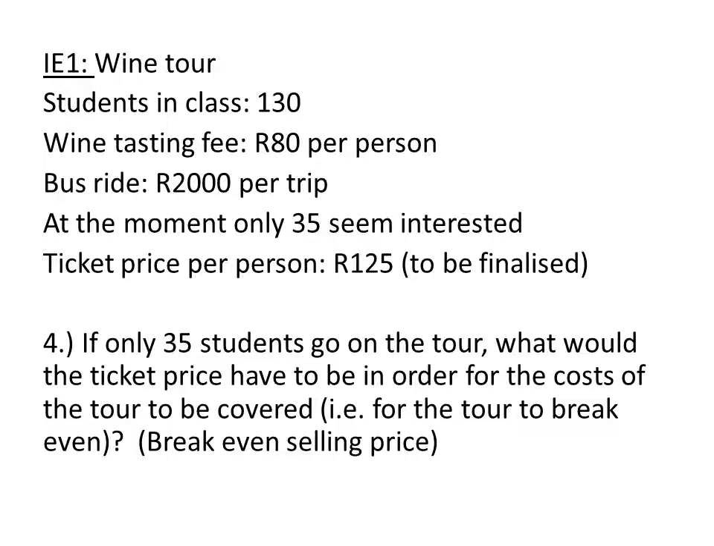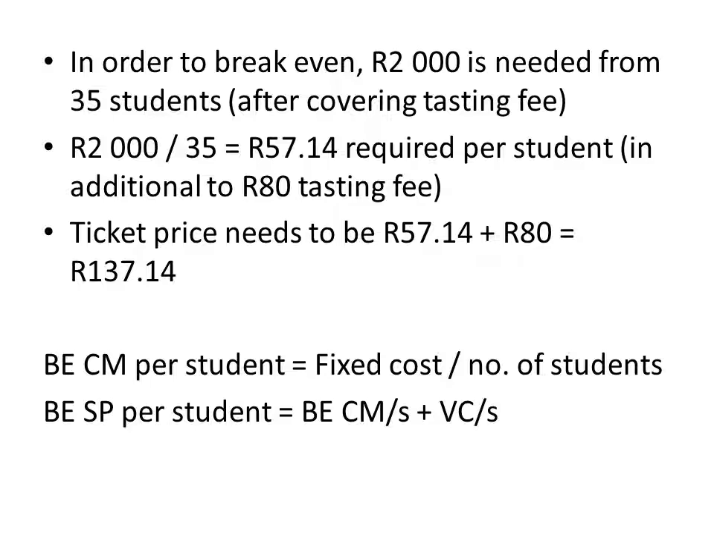Okay, next up, what if 35 students go on the tour? What would the ticket price have to be in order for the cost of the tour to be covered? So what is the break-even selling price or ticket price? So there's different ways to do it. One way would be to say, well, 2,000 is needed from 35 students for the fixed cost.